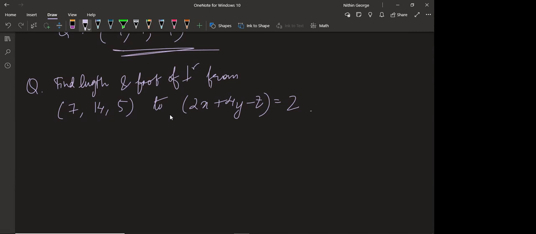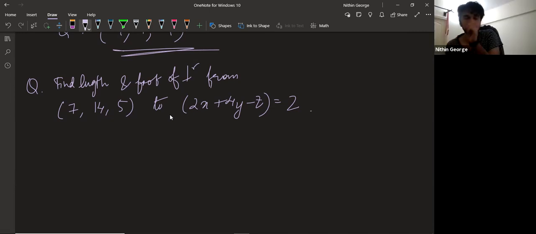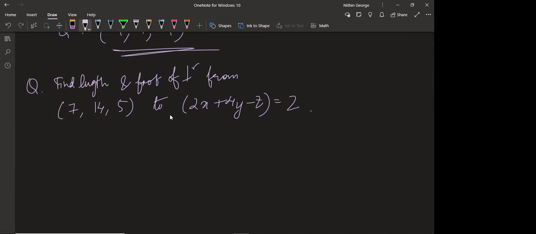Sir, I found the foot of perpendicular. What is it? 11 by 3, 22 by 3, 20 by 3.